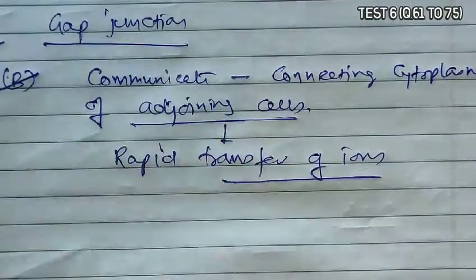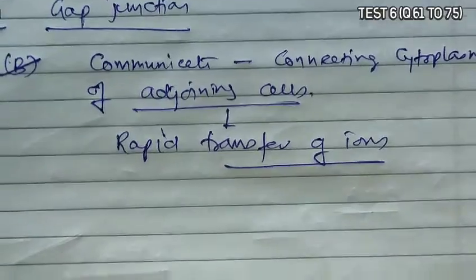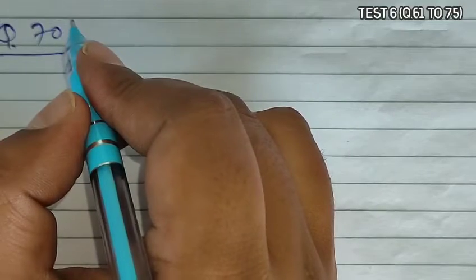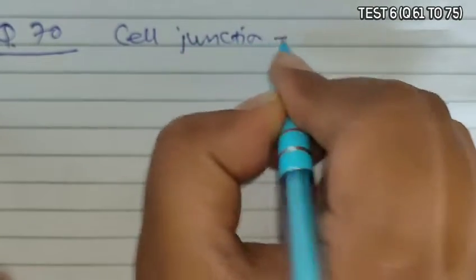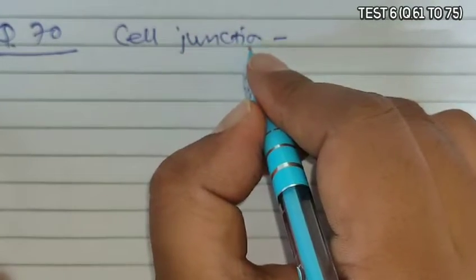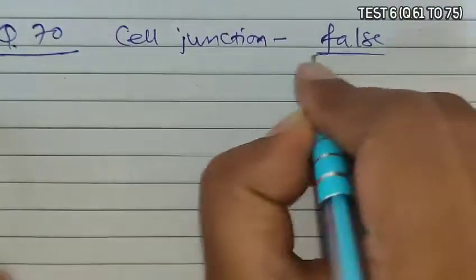So B is the correct answer. It is for the communication. Next is question 70. Question 70 asks which of the following statements about cell junction are correct? With respect to cell junction, we have to identify the statements which are false.